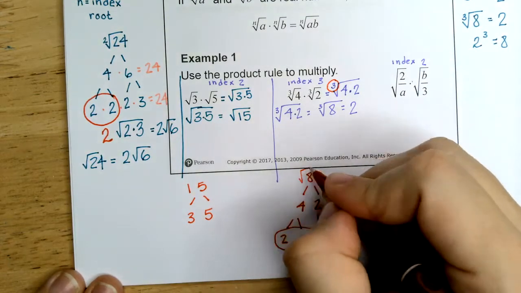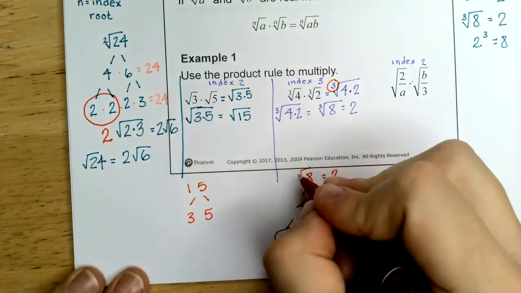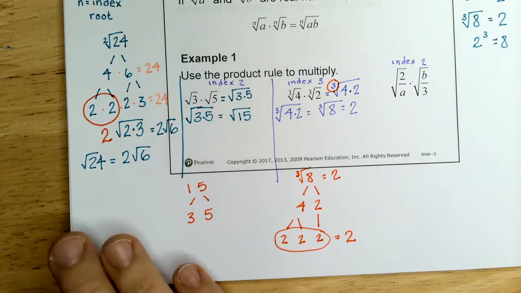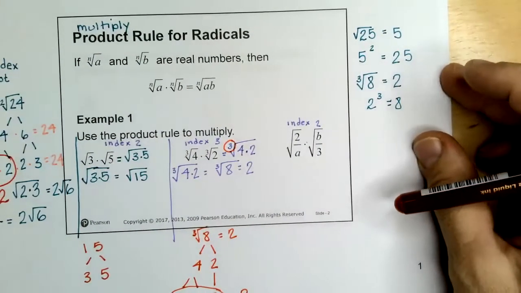So the square root of 8 is 3 2s. Or sorry, the cubed root. That's my mistake. That's what I told you not to do. Don't forget the 3. The cubed root of 8 is 2 because there are 3 2s that make up 8. Multiplying 2 3 times gives us 8.